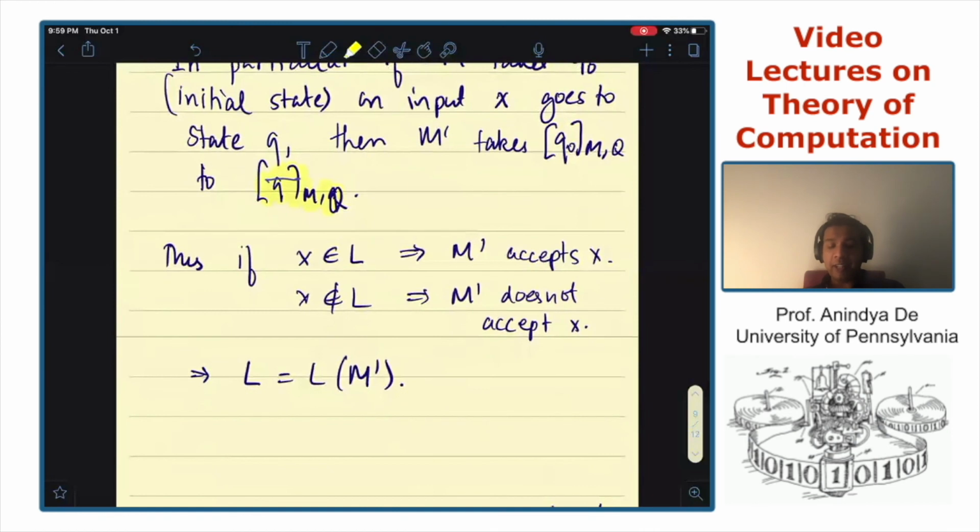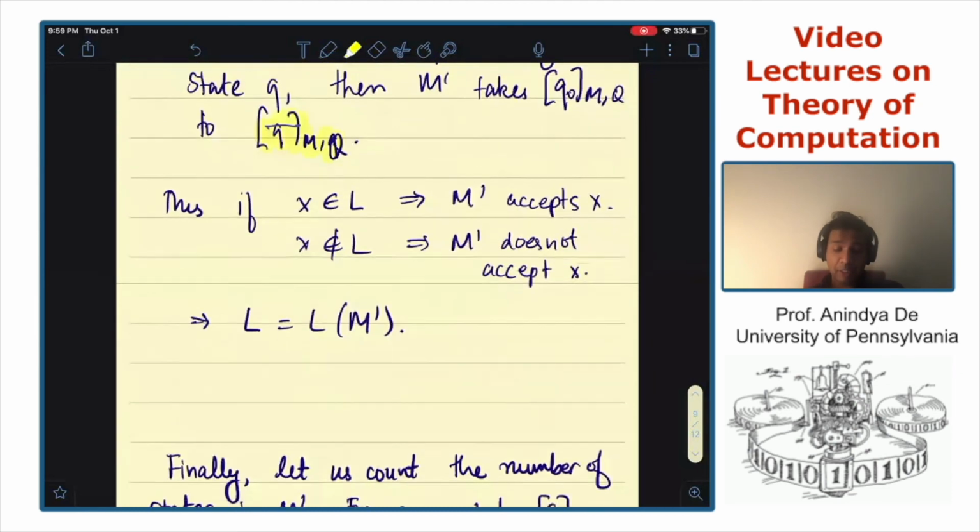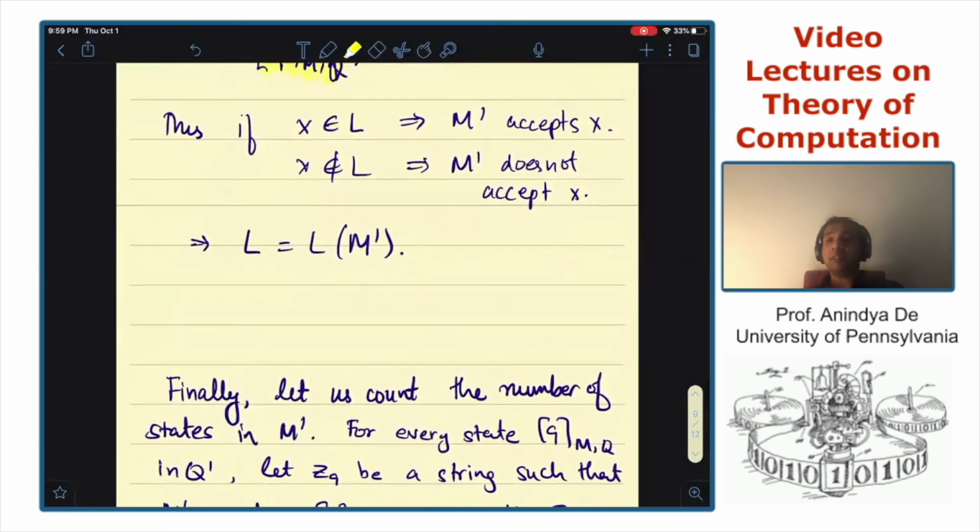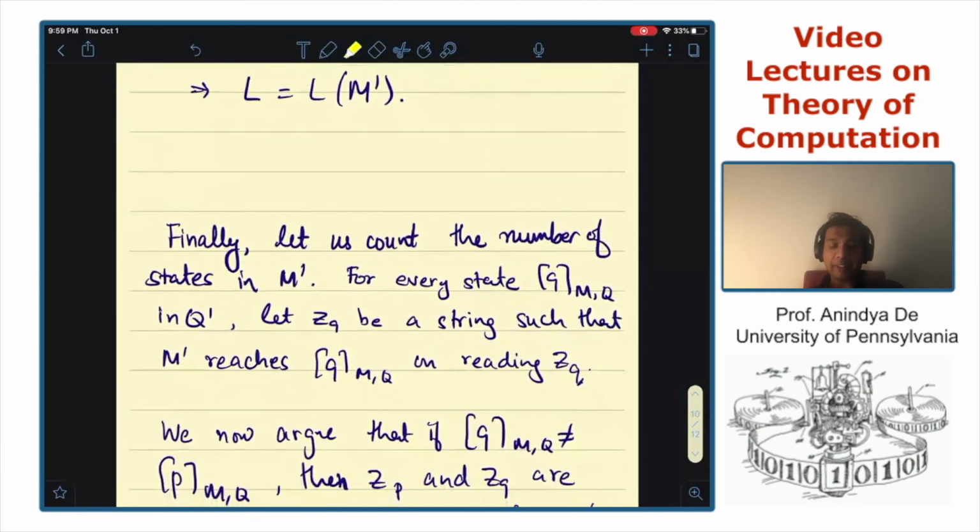So thus you get that if x is in L, then M prime accepts x. If x is not in L, M prime does not accept x, thus showing that L equals L of M prime. So by this, given any DFA M, we have constructed this different DFA M prime which accepts the same language as M. So the only thing that remains to be shown is that this has as few equivalence classes as any DFA computing L of M. How do we show that?